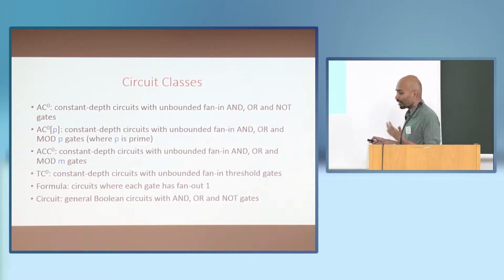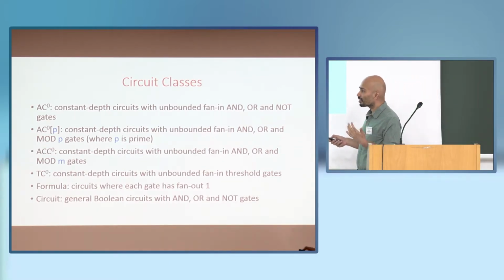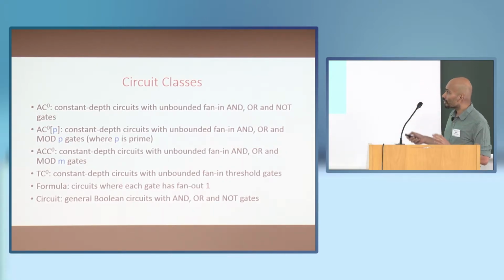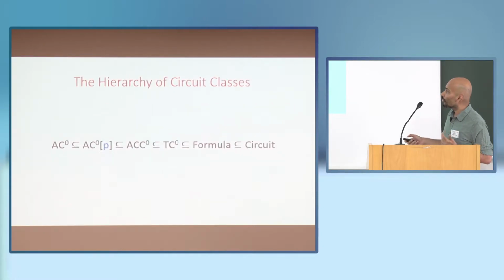And this is essentially equivalent in terms of size, in the polynomial size regime, to log depth circuits. And then we have general Boolean circuits, which we know very little about. Okay, so these are circuit classes we're interested in, and what kinds of lower bounds do we know?